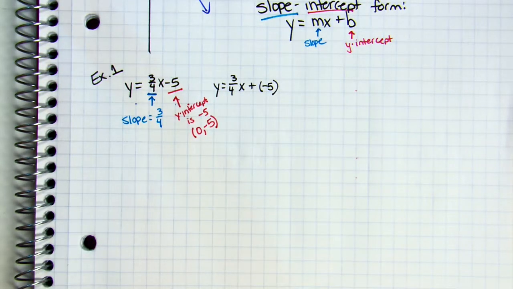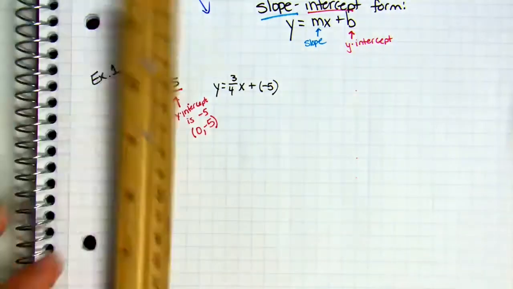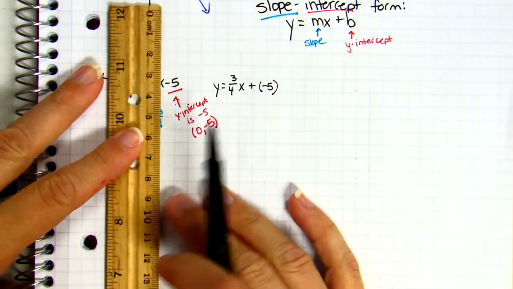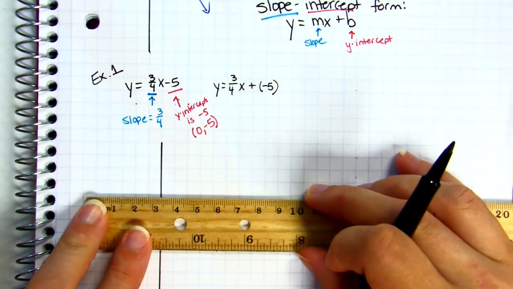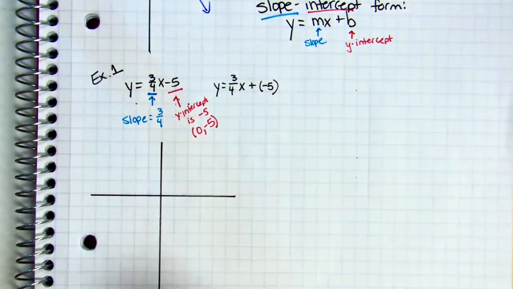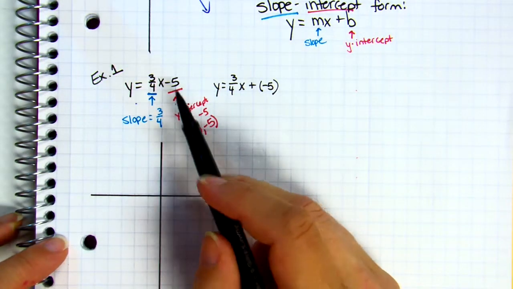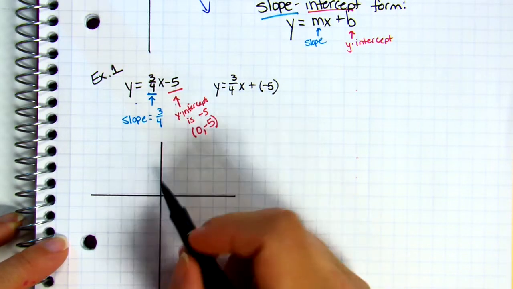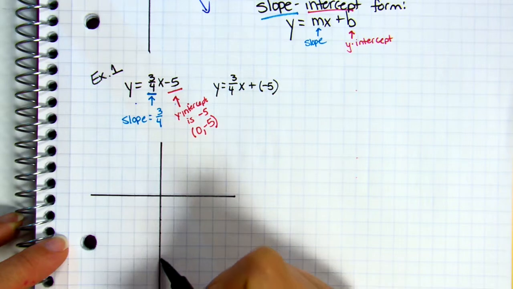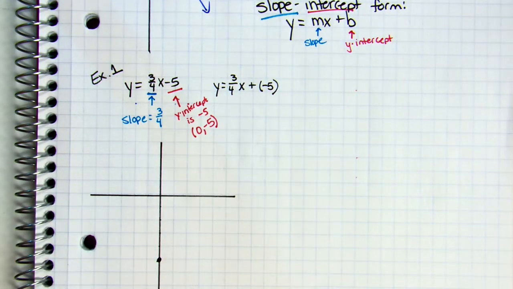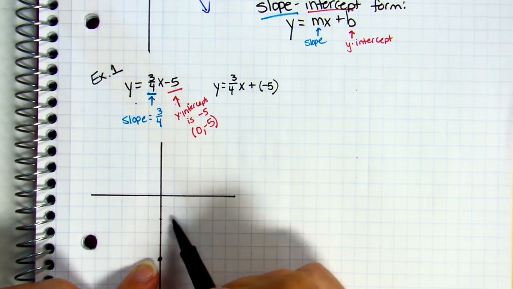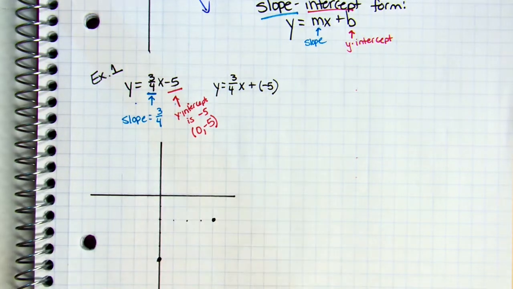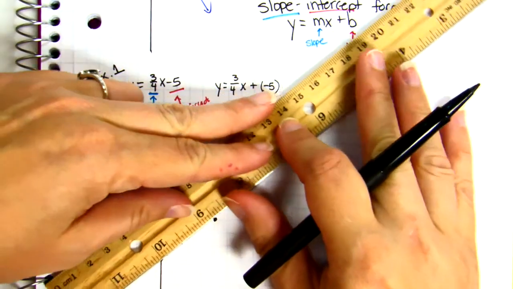So if I wanted to graph this, I would draw a quick coordinate plane, and then pretty quickly I can graph this without having to make a table. I know that I'm starting at my y-intercept, a good starting point, at 0, negative 5. So 0, 1, 2, 3, 4, 5 down is negative 5. And then to make my next point, my slope is 3/4. So from this point, I go up 1, 2, 3, and I go over 1, 2, 3, 4. There's another point on my line. Now I have 2 points. I can connect them.